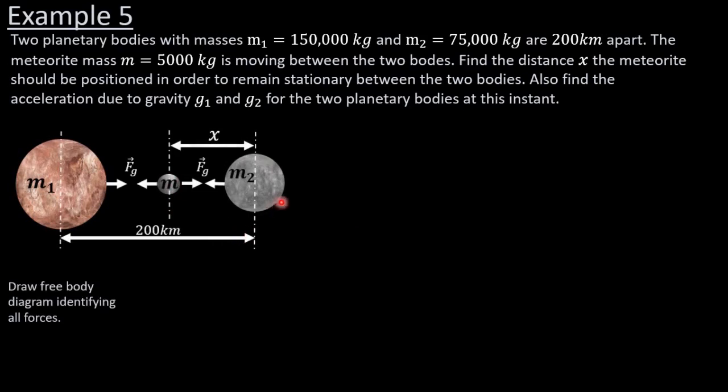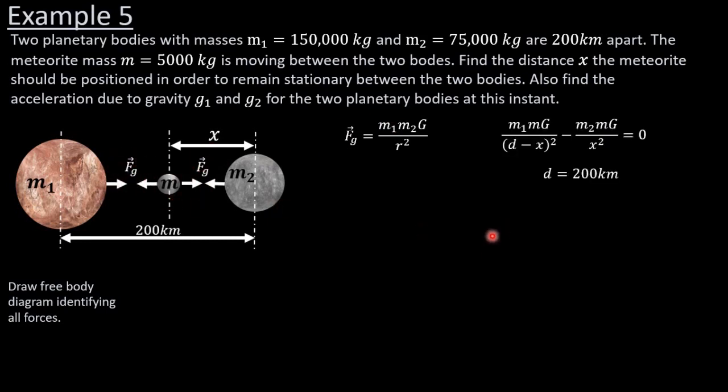So if we draw in our free body diagram, this is the mutual force of attraction between m1 and M. This is the mutual force of attraction between m2 and M. In order for it to stay stationary, F sub g, the mutual force of attraction, has to be equal on this side and this side. We can apply this equation for this mutual force of attraction and this one. So these two need to be equal. If they're equal, I can say the force of attraction between m1 and M is going to be m1 times M times G divided by d minus x squared.